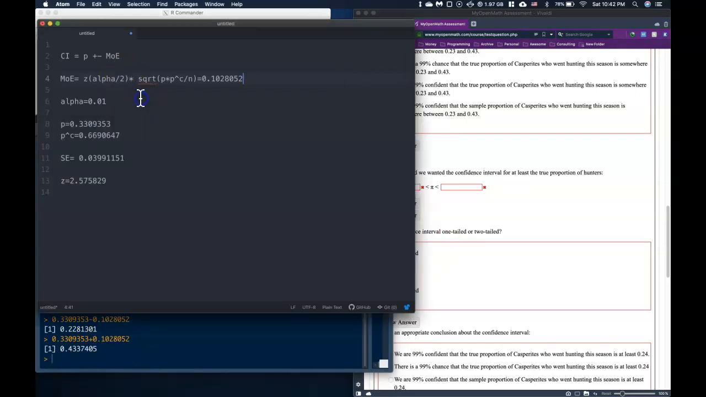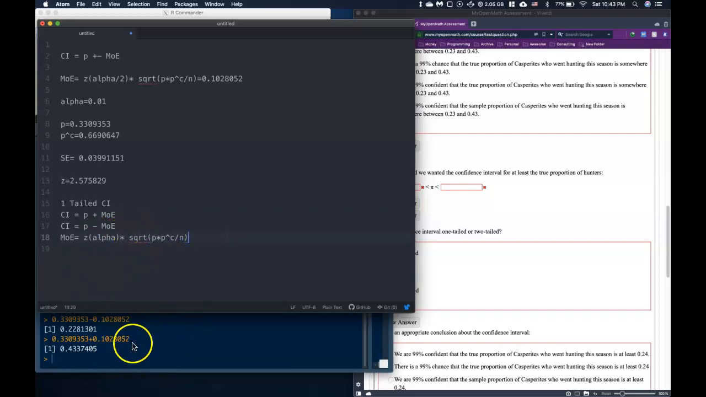Okay, so if we want to do the one-tailed, it is exactly the same, except one of them is going to be plus and one of them is going to be minus, and how we calculate our margin of error is a teeny tiny bit different. What we do is we just don't divide that alpha by 2. Besides that, it's exactly the same.